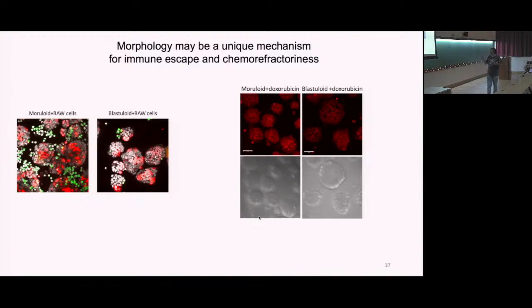To ask this question, we exposed them to monocytes and other immune cells. Now, these immune cells can actually kill these tumor cells, but because of their architecture, these hollow spheroids once again are able to evade the immune cells. So morphology might also give us a new principle by which cancer cells are able to evade immune cells.